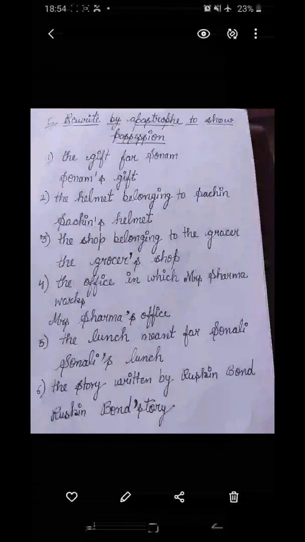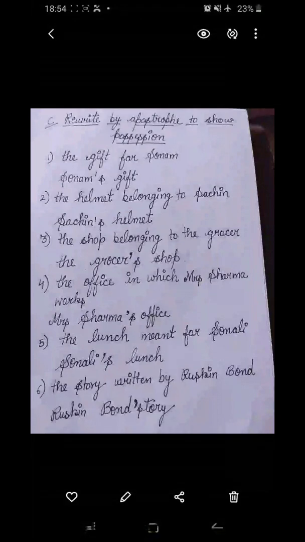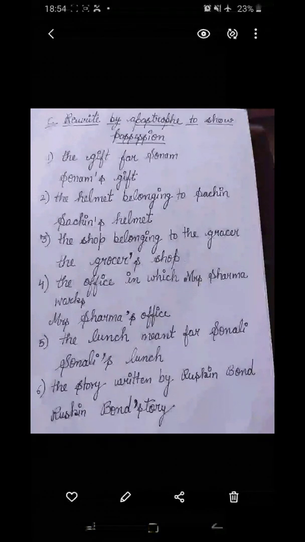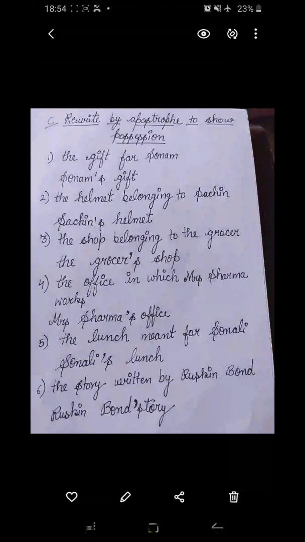The lunch meant for Sonali. Whose lunch? Sonali. Sonali is not ending with S. So you have to put apostrophe S. Sonali's lunch. The story written by Ruskin Bond. Who wrote the story? Ruskin Bond. Ruskin Bond's story. Bond is B-O-N-D apostrophe S, story. Now this is all about the practice session.